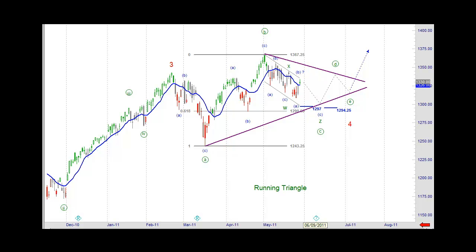At the daily chart level, if the market is working a running triangle, then wave C circle is unfolding and wave B terminated at 1333.75. Then expect a 5-wave decline to where wave C equals wave A at 1297 and where wave Z equals wave W at 1294.25. Thereafter, look for another series of threes to complete wave D and wave E to complete wave 4.